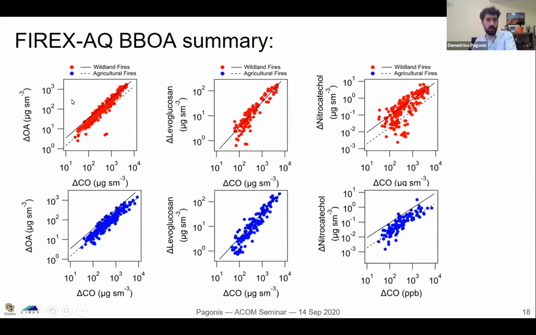One thing I do want to note is that for the total OA values, we're sampling generally at significantly colder conditions and higher altitudes here for the wildland fires. And so temperature is certainly playing a role in the difference in the slopes that we see. And I'll talk more about that later on.